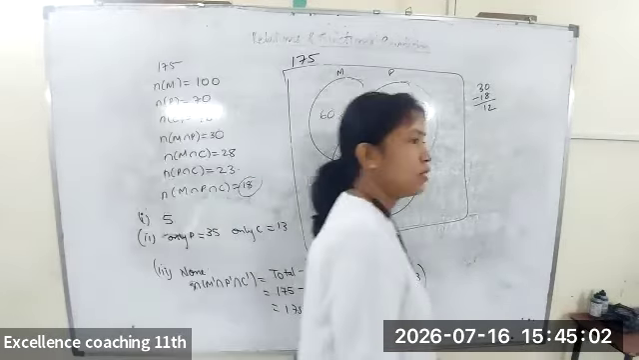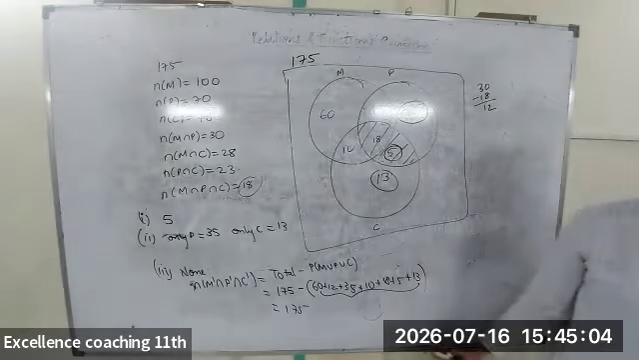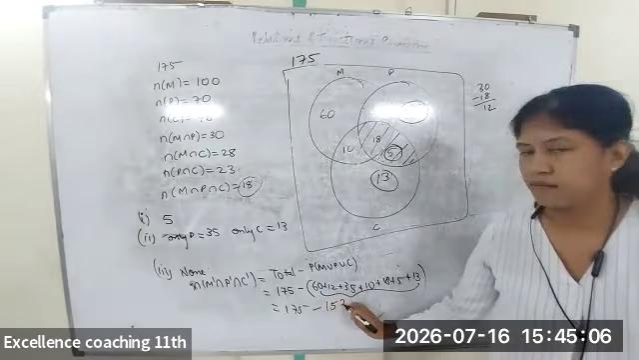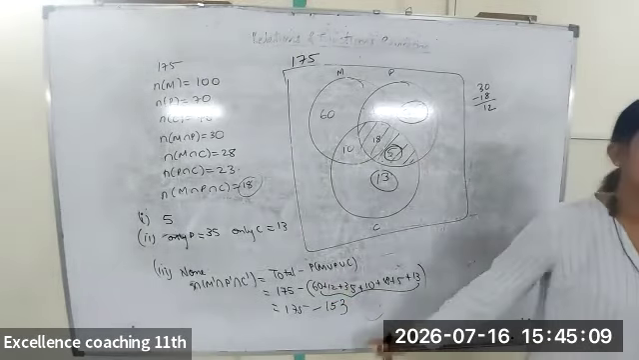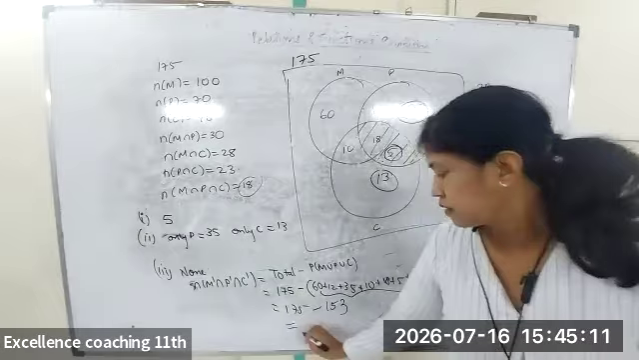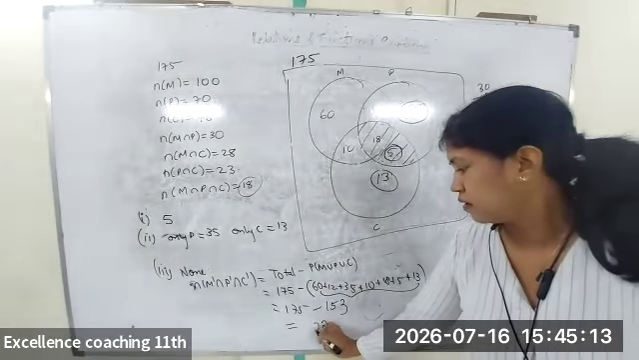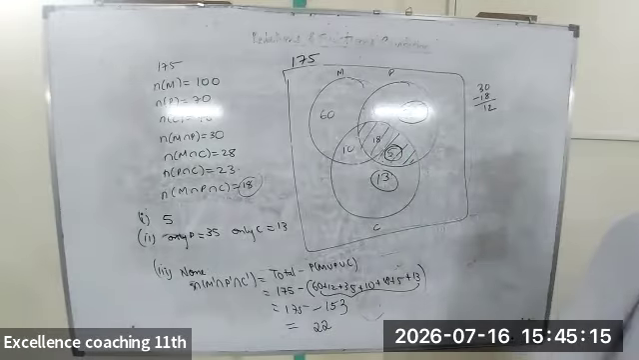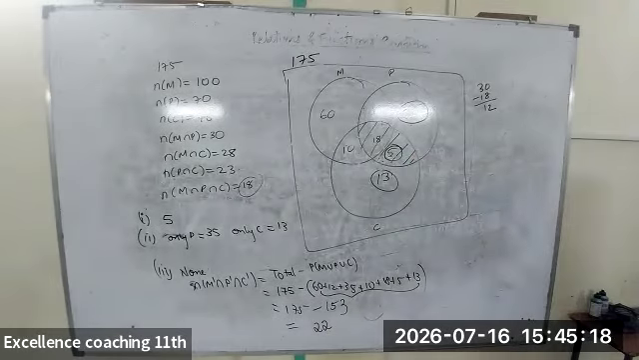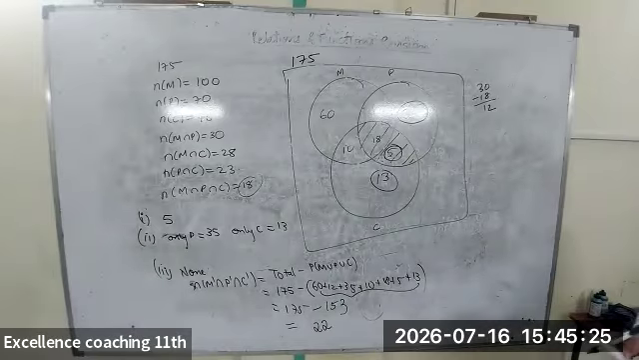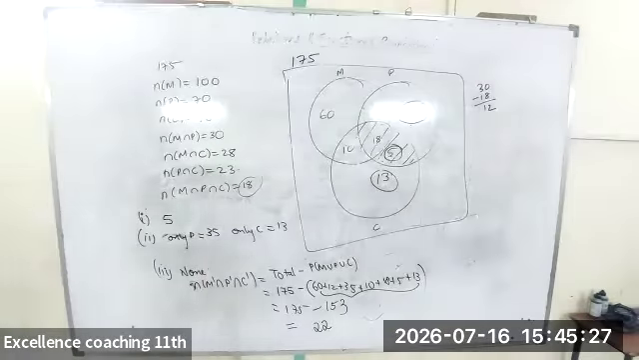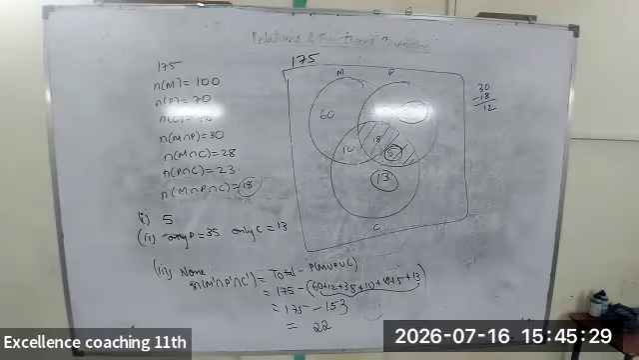How much are you getting? 153 union. After adding all the numbers, you will get 150. So 22 have taken none of the subjects. So everybody understood how to calculate this? It's not a test, it is revision.